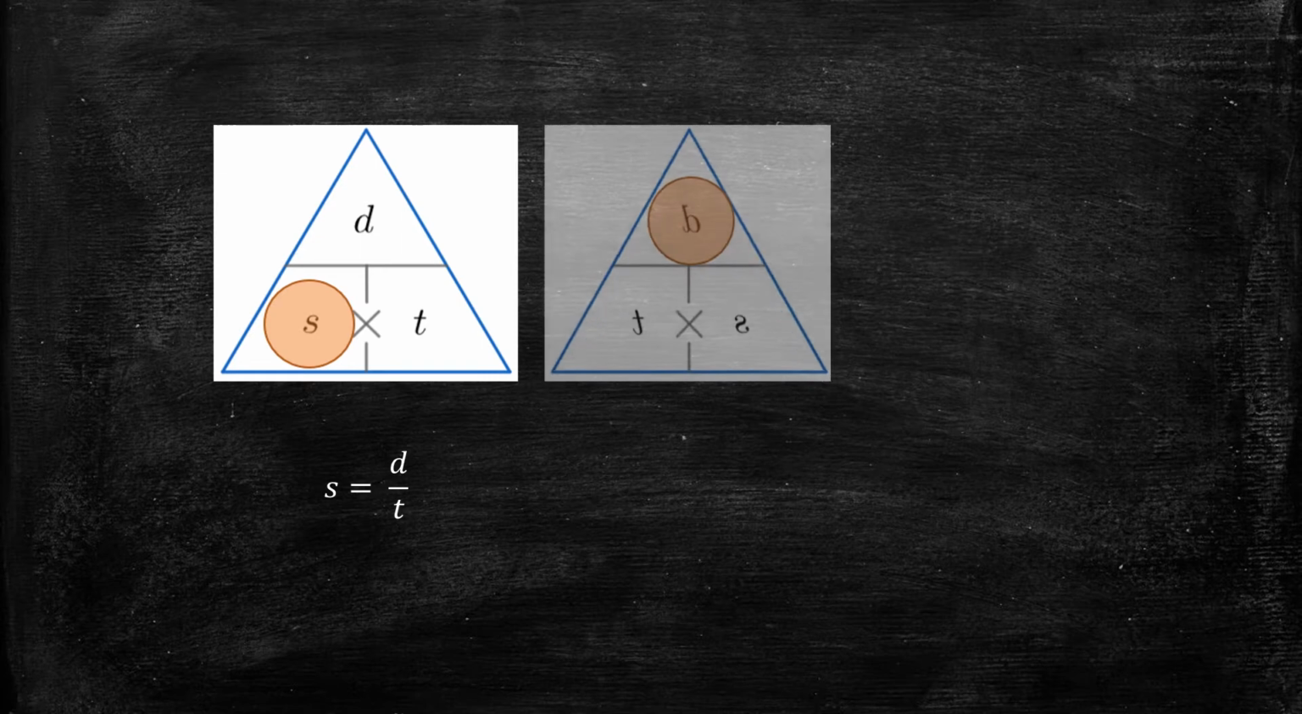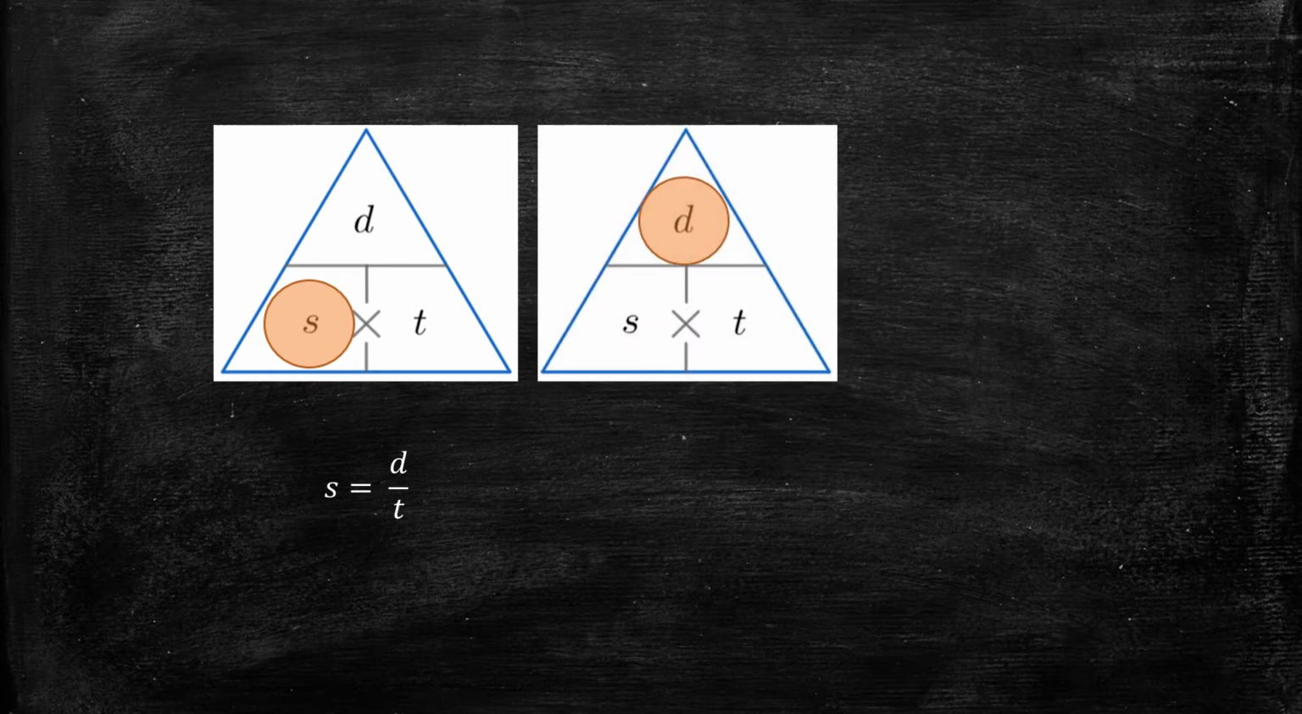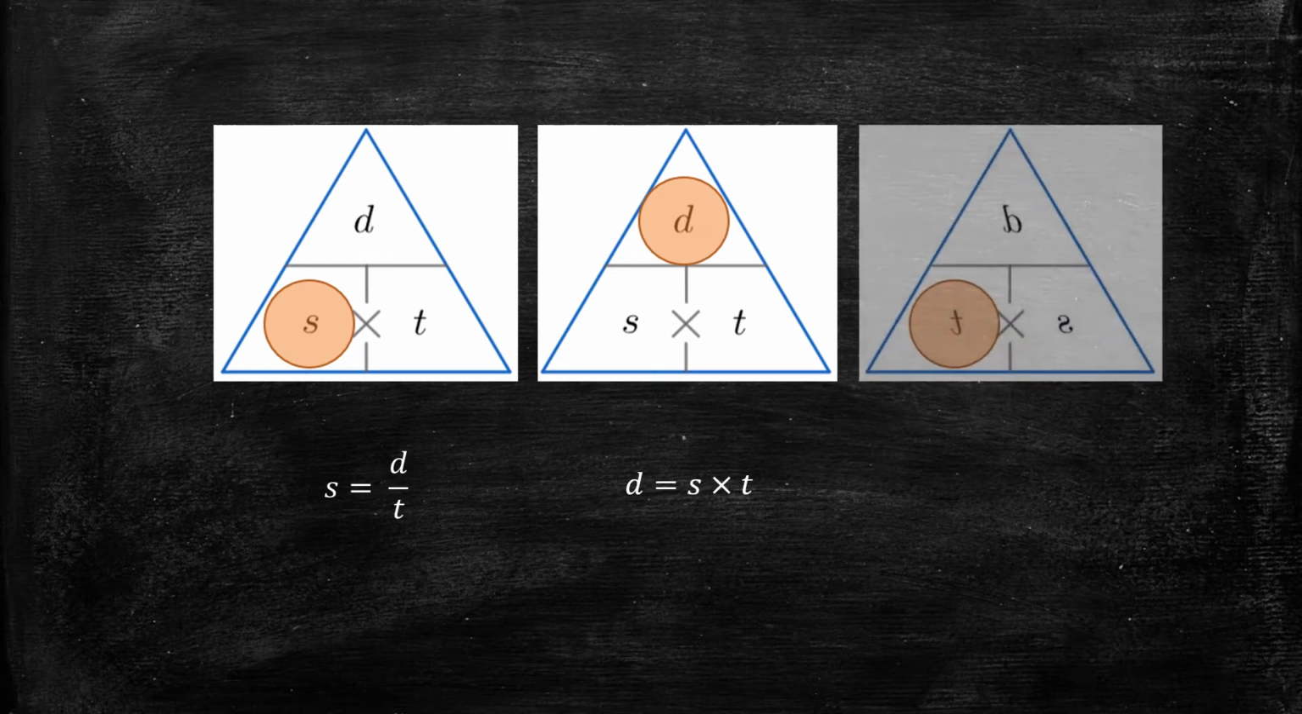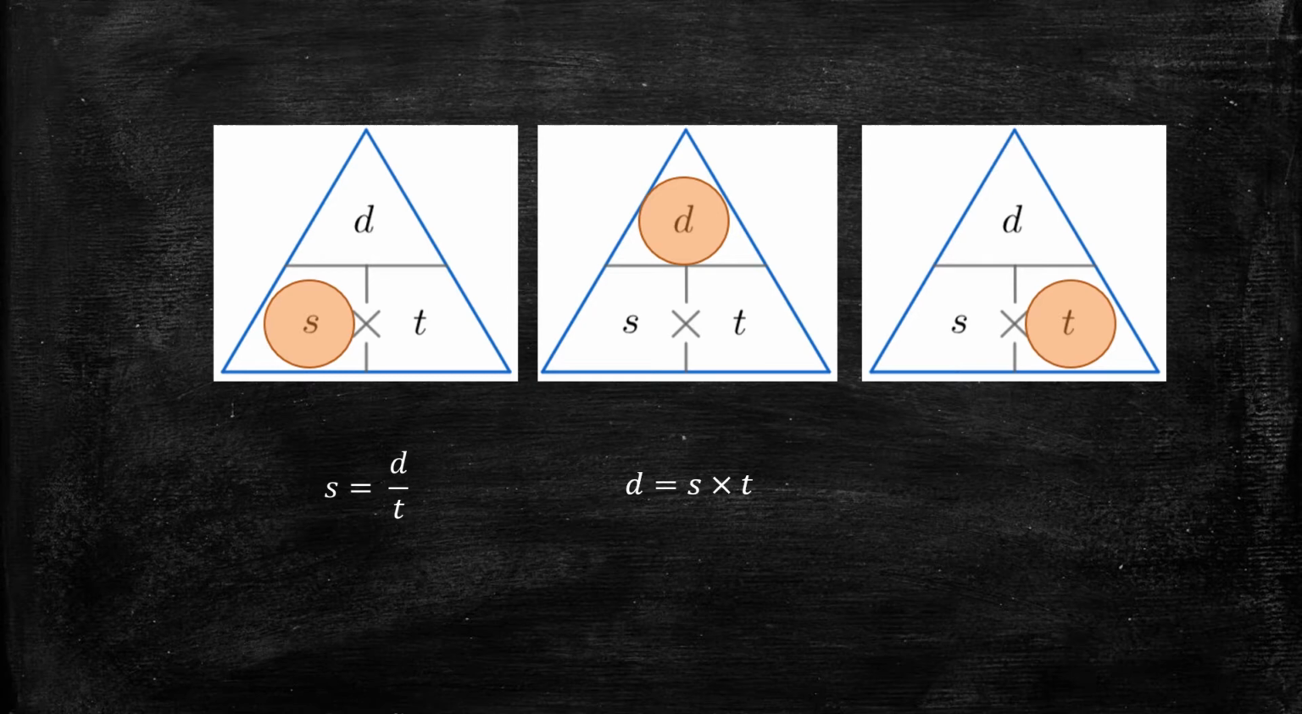Now, if you want to make distance the subject, what we do is we have the triangle, we cover d, and then we remain with s times t. So distance is equal to speed times time. Now, to make t the subject, we basically cover t, and what we remain with is d, and then the divide line and s. So we have d over s. So therefore, time is equal to distance over speed.